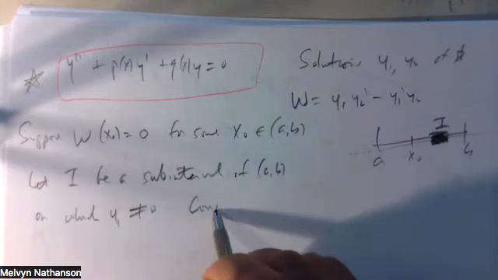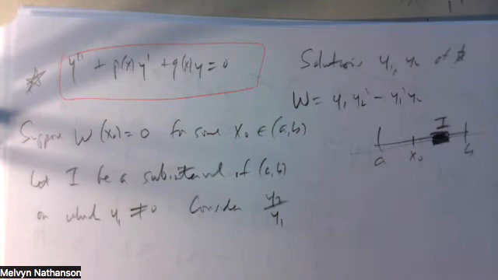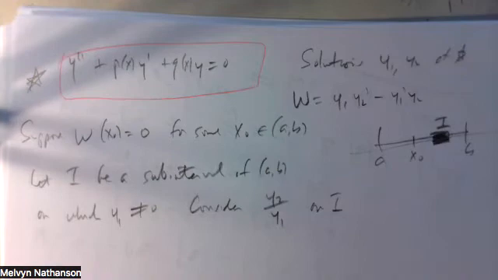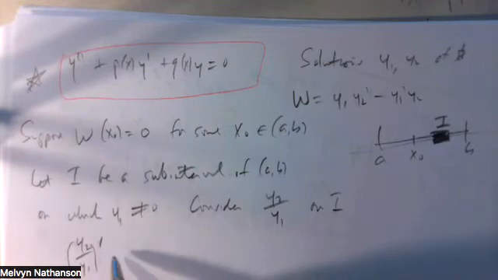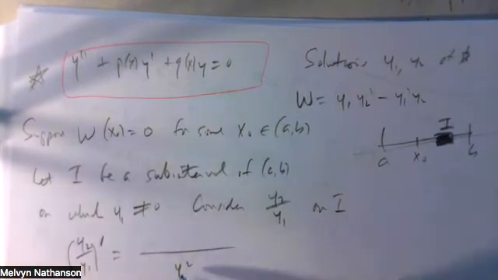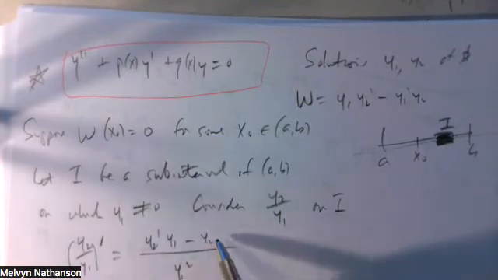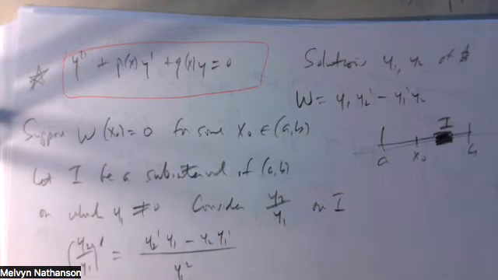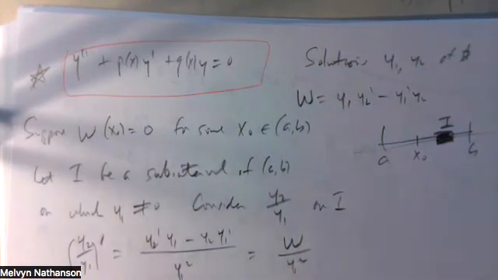So consider the function y2 divided by y1 on the subinterval. And let's differentiate this. y2 over y1, by the quotient rule, is the denominator squared, the derivative of the numerator times the denominator minus the numerator times the derivative of the denominator. This is exactly, the numerator is the Wronskian divided by y1 squared.